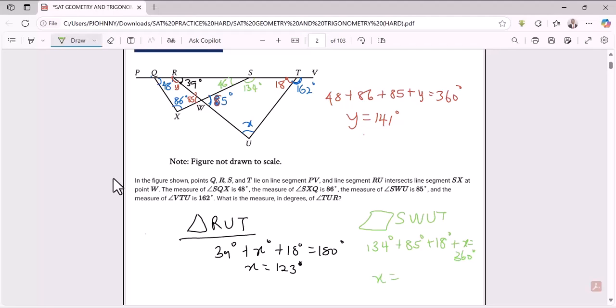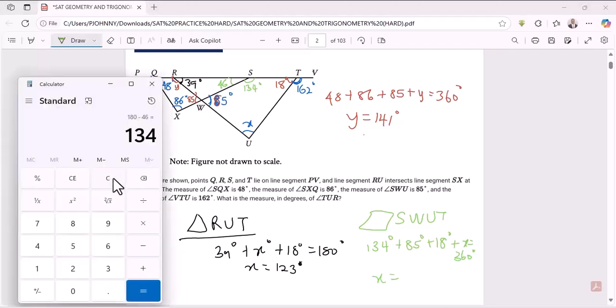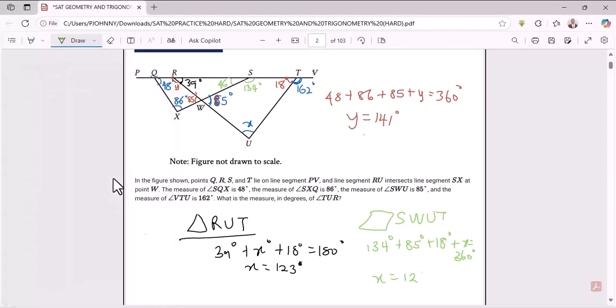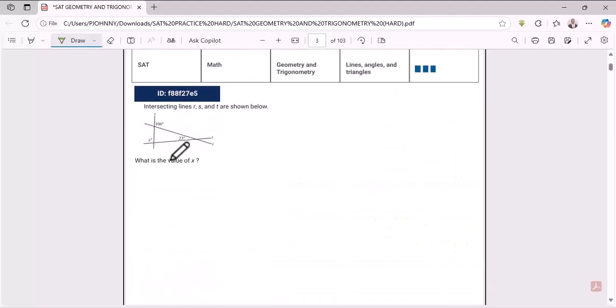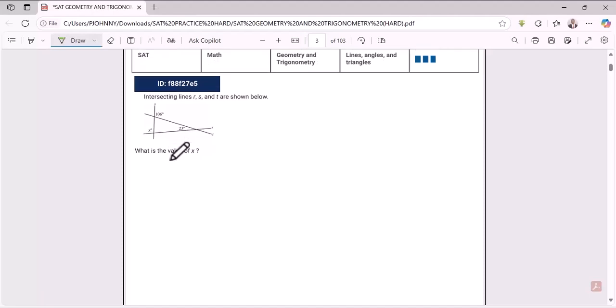So X will be equal to 360 minus all of this. So 360 minus 134 minus 85 minus 18. So again, that will give you 123 degrees. Okay, so just about angle transfer, similar rules. Okay, the next one, intersecting lines.